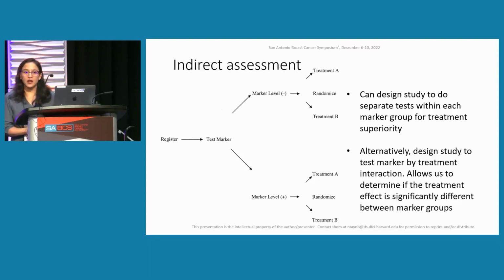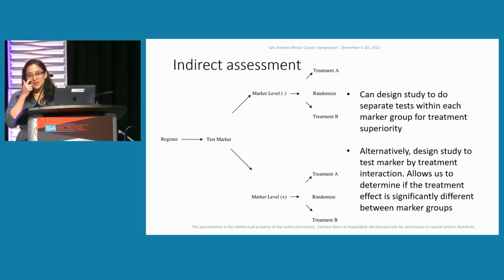So just to give an overview of some of these designs, you could think about an indirect assessment. In this one, you test the marker. Patients who are marker negative are still randomized between the two treatment options. Those who are marker positive are randomized as well. In this context, you could design the study to either do separate tests within the marker groups or to test for that interaction and determine whether there's a significant difference in the treatment effect. The key thing here is that with an indirect assessment, you're not actually acting on the marker status.